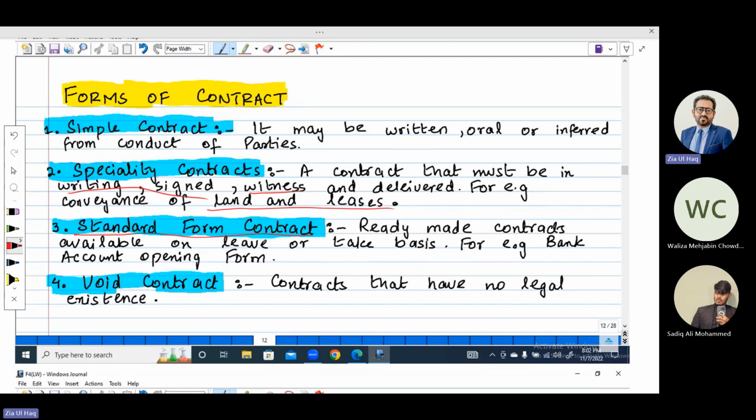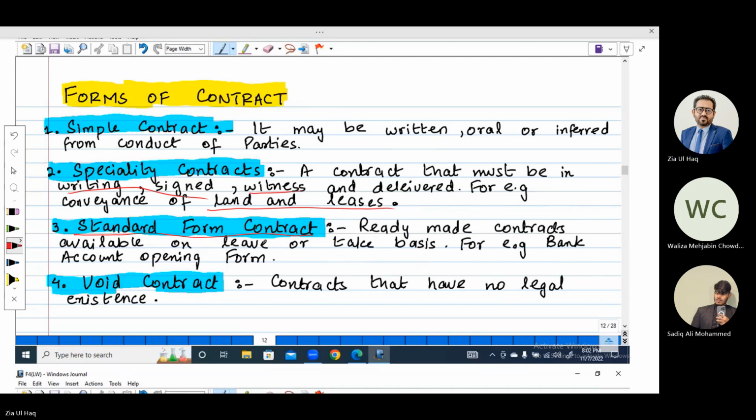So that is called a standard form contract, meaning where you cannot negotiate any terms, because either you have to take the contract with all the terms or you can leave. There is no negotiation on terms. So that is called standard form contract. Like it is a ready-made contract available on a take it or leave it basis. For example, bank account opening form. Either you have to open a bank account with all the terms and conditions of the bank, or you can leave.